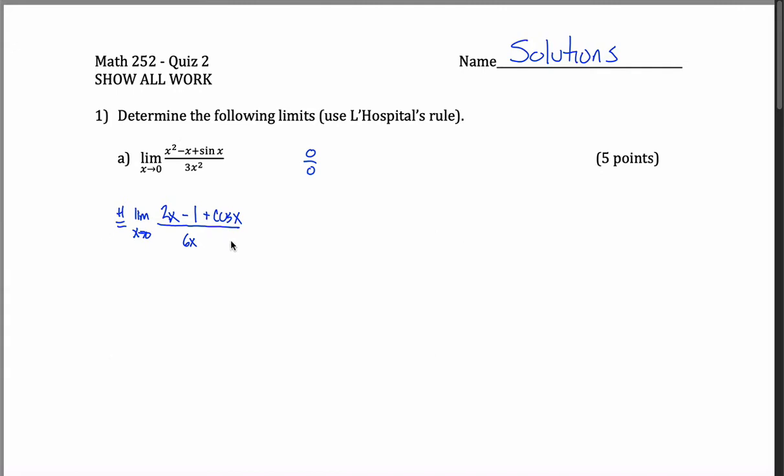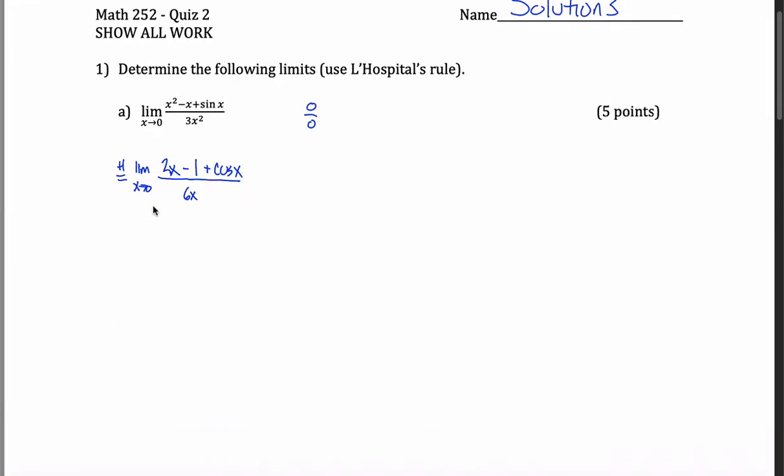And I believe, if memory serves, this is still an indeterminate form. Let's see, change all the x's into zeros. This would certainly be 0. Up here, this is a 0. I got minus 1, but because the cosine of 0 is equal to 1, I have negative 1 plus 1. So I have another 0 over 0 indeterminate form. So I can apply L'Hopital's rule again.